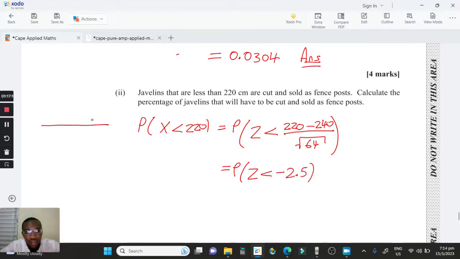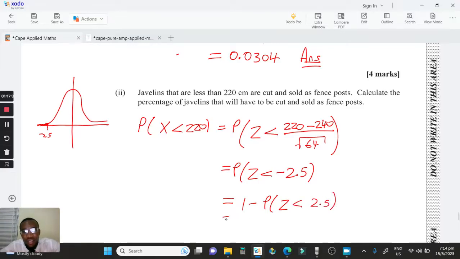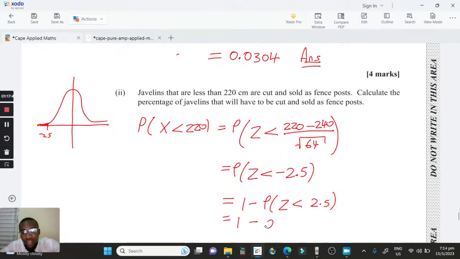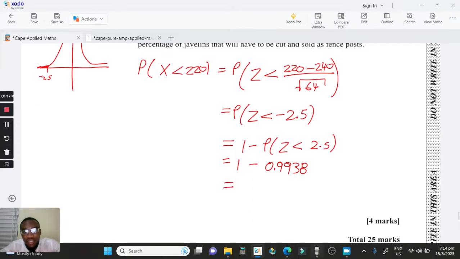So now find the probability z is less than negative 2.5. If we draw this again, negative 2.5 is somewhere here. And the probability z is less than that. So in this case, if we want the probability z is less than negative 2.5, it's just equal to 1 minus the probability z is less than 2.5. So now we look at 2.5 in the normal table. 2.5 is here, which is 0.9938. So this is just 1 minus 0.9938. You'll punch that in the calculator.